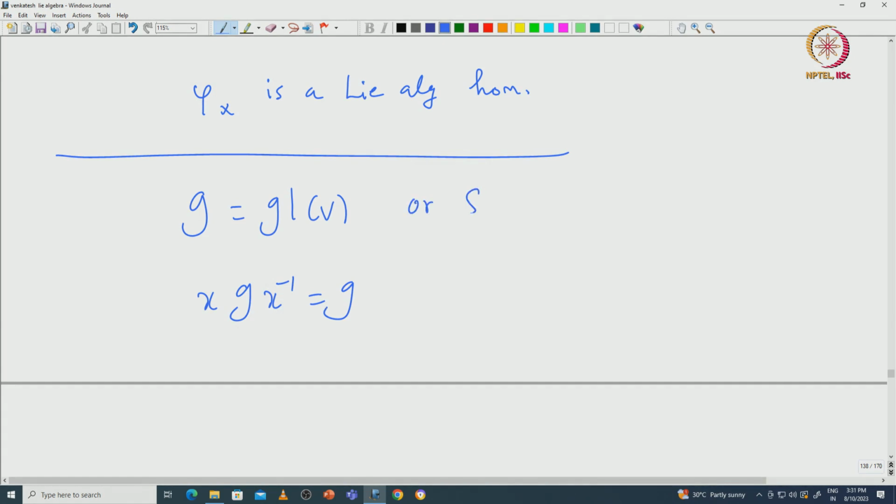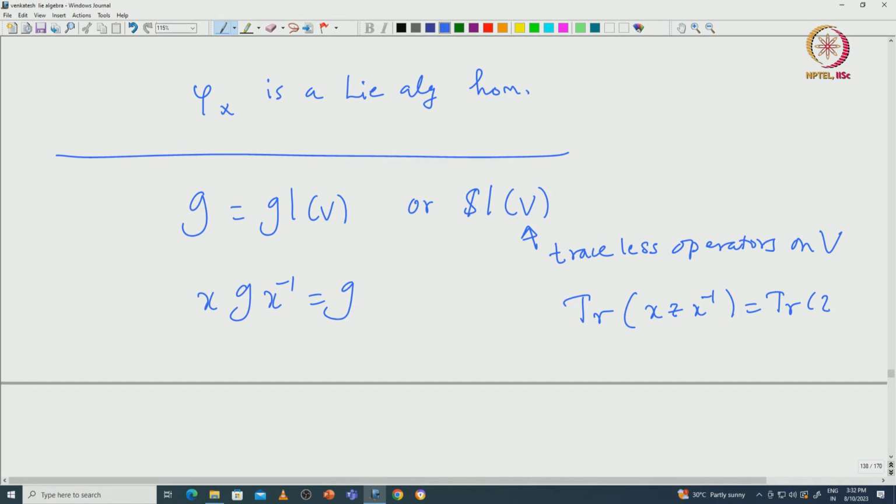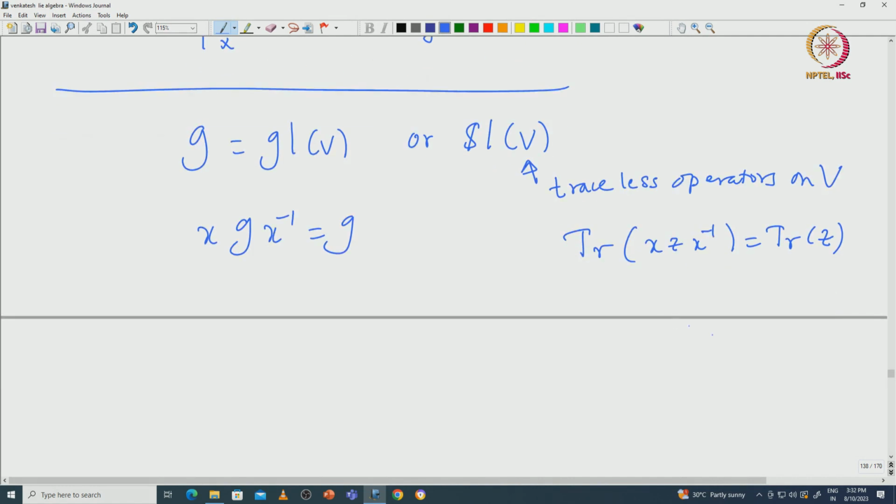Similarly, you can also take it to be SL(V). So, SL(V) is the traceless operators on V. Since the trace of x z x inverse will be the same as the trace of z, we can see that x g x inverse will be equal to g even in this case. So, at least for these two examples, this condition is immediately satisfied. Later we will see for some classical Lie algebras, again there are appropriate x that one can choose, so that this condition will be satisfied.